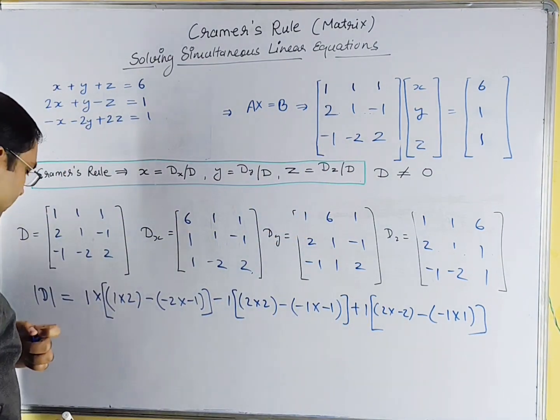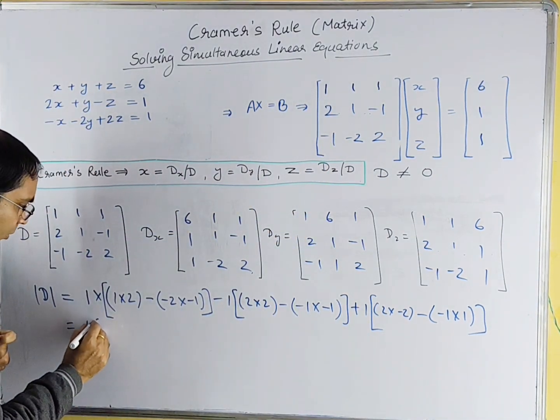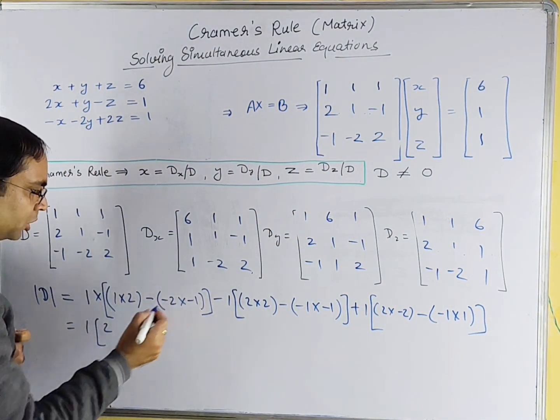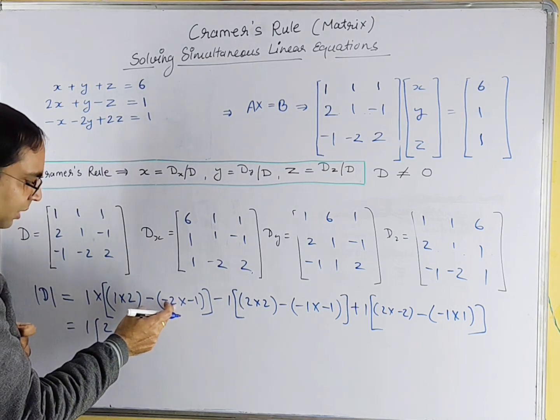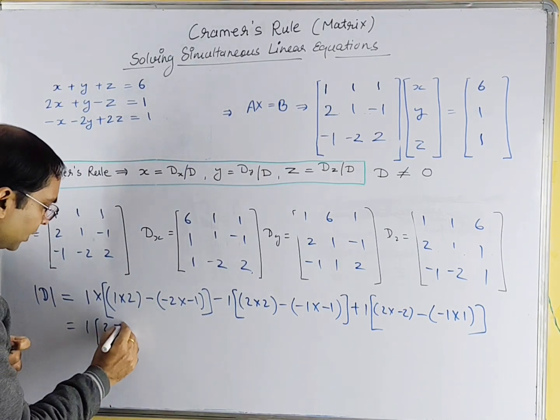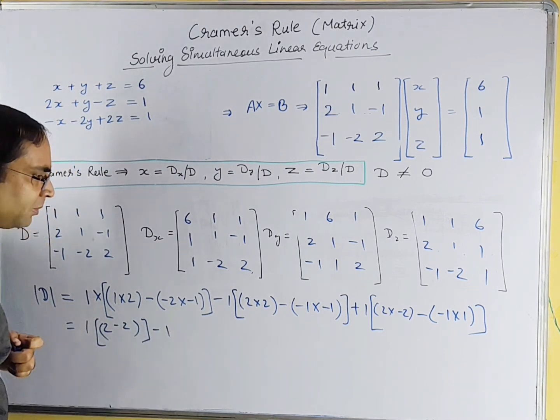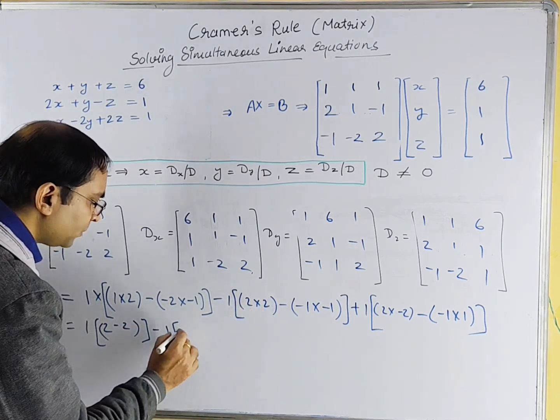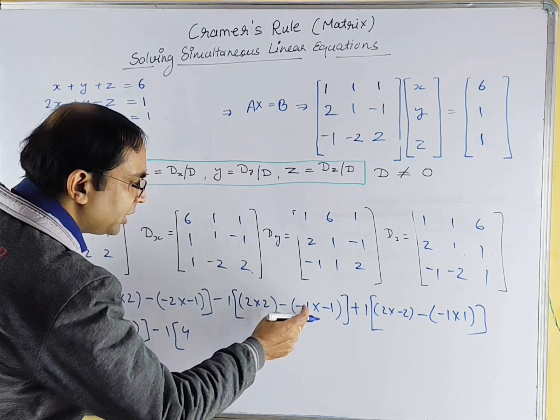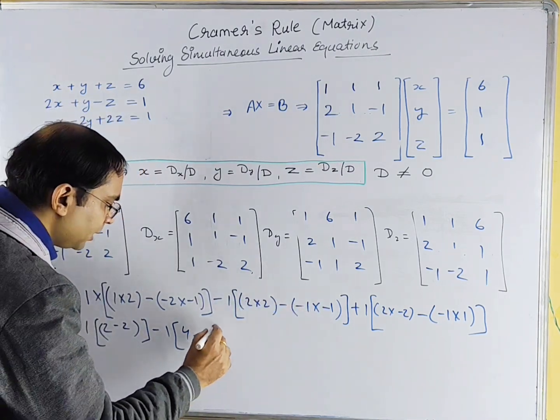So now we need to solve this. Let us solve this. This is 1 into 2 into 1, that is 2, minus 2 into minus 1, that is a plus of 2, so plus 2, and minus of 2. So this is 2 minus 2. Now next is minus of 1. We have 2 2s are 4 here, and then minus 1, that is plus 1, and minus 1, that is minus of 1.